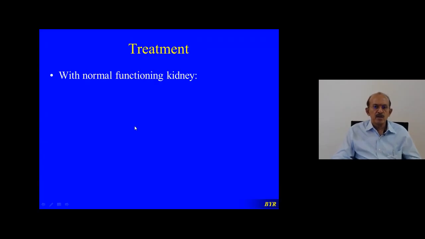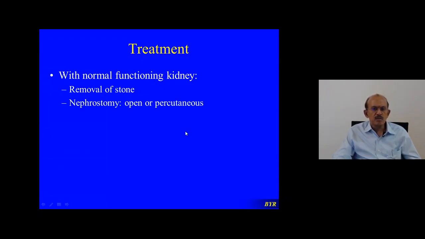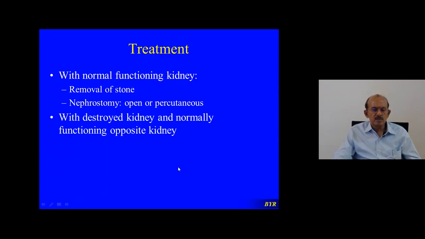Treatment: you have to assess and evaluate the functioning kidney. If the kidney is normal and functioning, removal of the stone, nephrostomy either by open method or by percutaneous method. With a destroyed kidney and a normally functioning opposite kidney, go for nephrectomy.